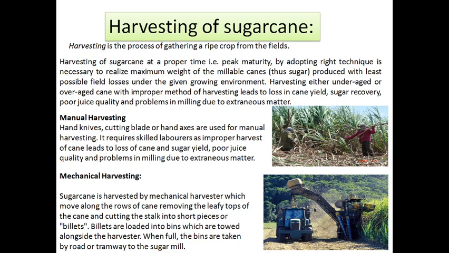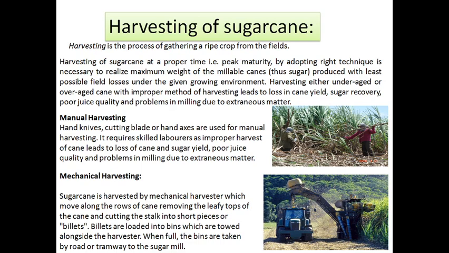Manual harvesting is done by using hand knives, cutting blades or hand axes. And skilled labor is required in this harvesting, because otherwise it can lead to the loss of the cane and sugar yield. So the laborers employed in cutting the sugarcane should be skilled.